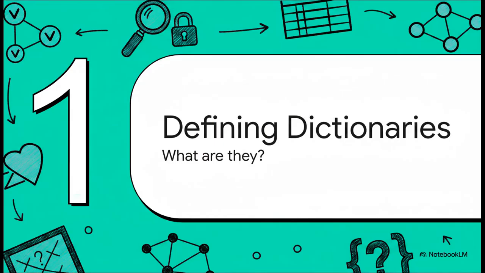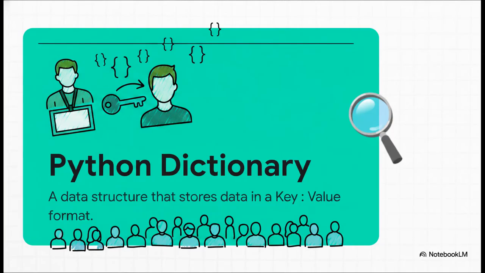Section 1. Defining Python dictionaries. What exactly are they? So at its core, a Python dictionary is a data structure that stores information in a really strict key-to-value format. Think of it kind of like a real-world name tag and the actual person it belongs to. It's a direct map. You don't have to sequentially search through some massive list to find what you need. Basically, if you know the key, Python just instantly unlocks the corresponding value for you. It's built for sheer speed and precision.